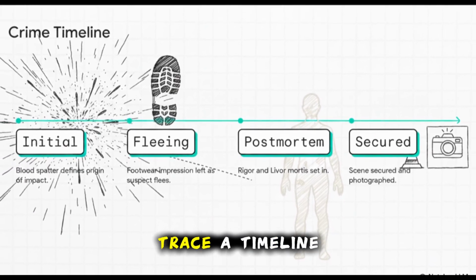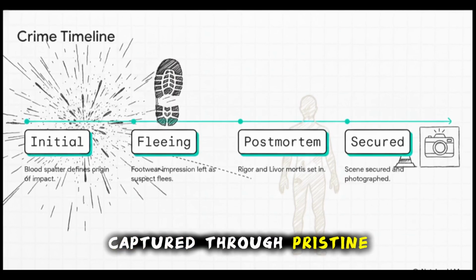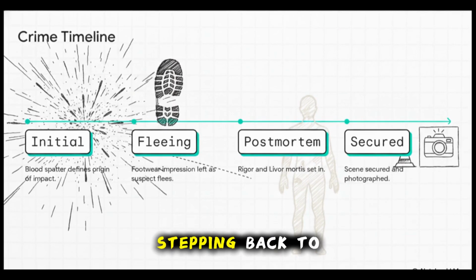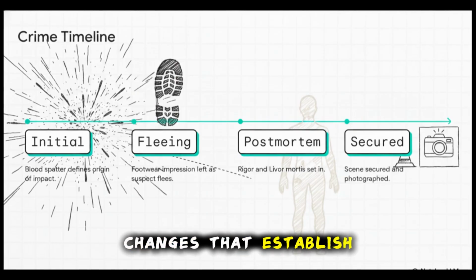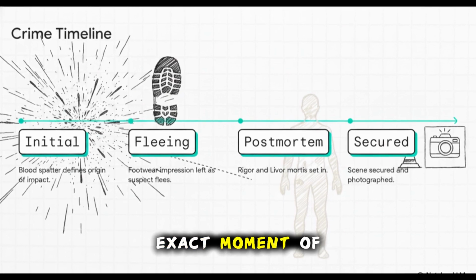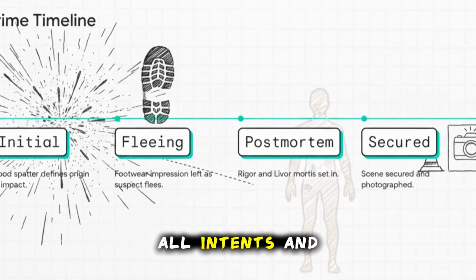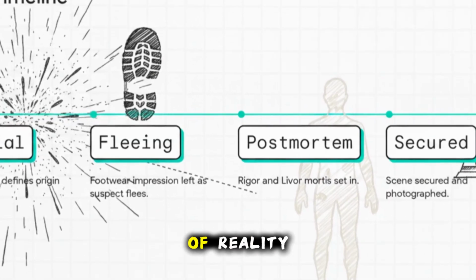We can literally trace a timeline backward, starting from the secured scene, captured through pristine technical photography, stepping back to the post-mortem changes that establish the time of death, tracking the suspect fleeing via footwear impressions in the mud, all the way back to the exact moment of initial impact defined by the 3D blood spatter. It is, for all intents and purposes, rewinding the tape of reality.